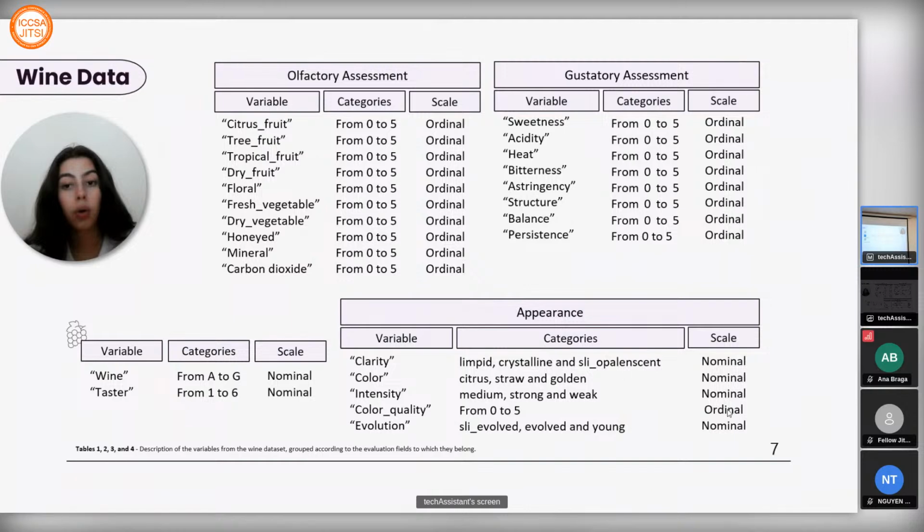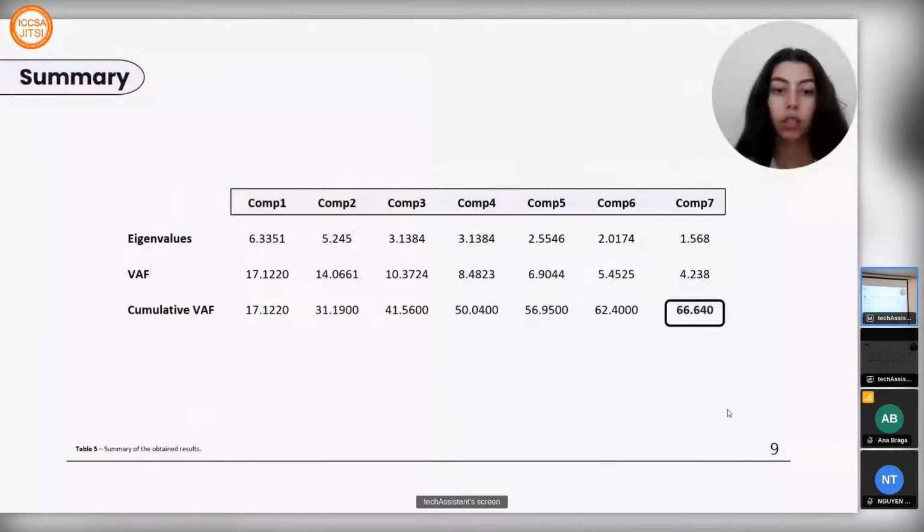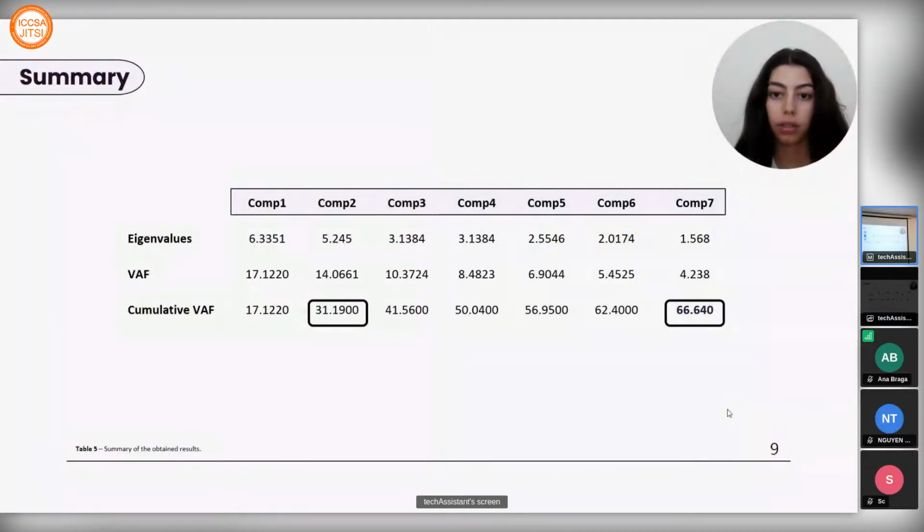The initial 7 components collectively explain 66.64% of the variance of the original variables, with the top 2 components contributing to the highest percentage of VAF, with a cumulative VAF value of 31.19%. So the subsequent plots will only illustrate the first and the second dimensions. Therefore, the results will be based on the first 2 components.